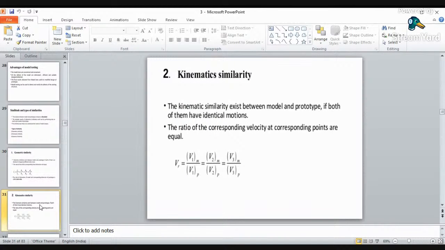Then the second similarity is kinematic similarity. It exists between model and prototype when both have identical motions. That is, all the velocity components and acceleration components are similar in scale. So the velocity ratio Vr will be the ratio of the velocity of the model to the velocity of the prototype at any one point, the same for the second point and third point. So it is a ratio of model to prototype or prototype to model velocity.